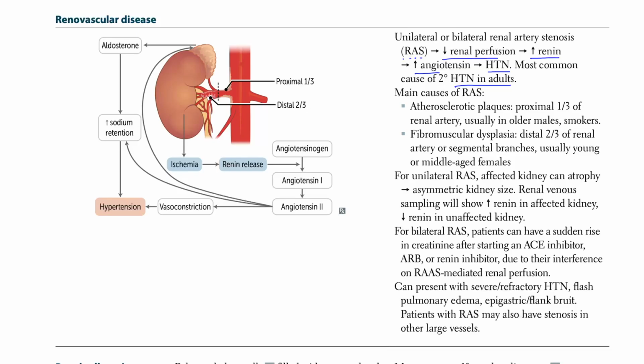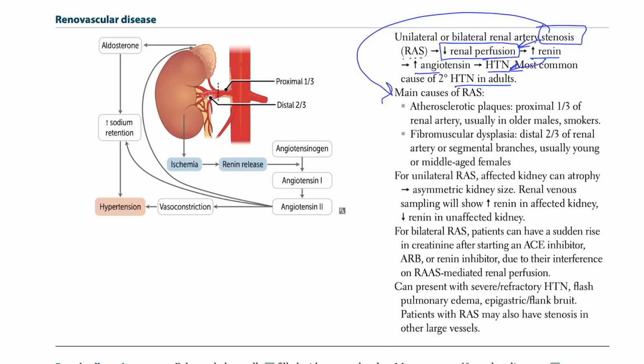Okay. So here's the point. You have decrease in renal perfusion. Why? Because you have stenosis of the renal artery, causes decrease in renal perfusion, leads to increase in renin. When the renin comes, leads to hypertension. Okay. Now why did the stenosis occur?